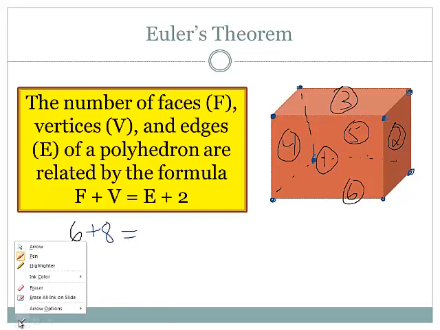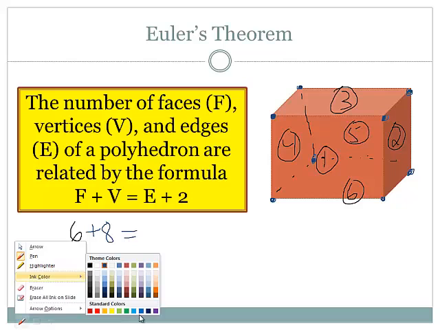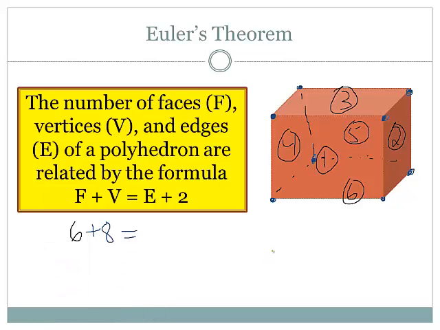Let's count up the number of edges we have, and for that we will use green. We have edge number 1, 2, 3, 4, so that's the front. Let's go to the back. 5, 6, 7, 8, and finally on the sides we have 9, 10, 11, 12. So we have 12 edges, and we add 2.